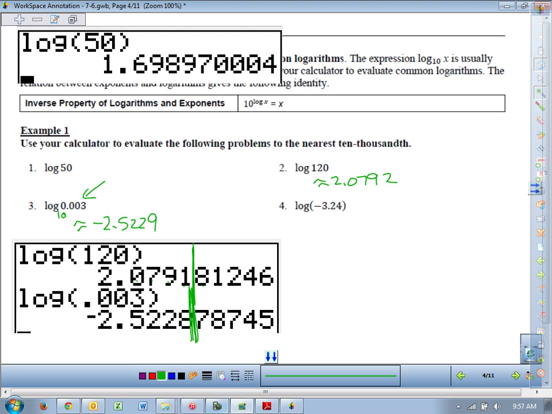One more. Punch that in. Does it give you an error? Because that is the argument that you're punching in, and that is a negative argument. So undefined, no solutions, whatever you want to put. Okay? Y'all cool with using the log button? Yeah, baby.